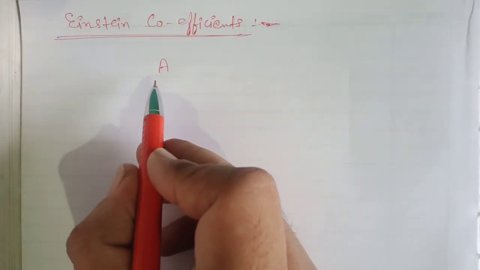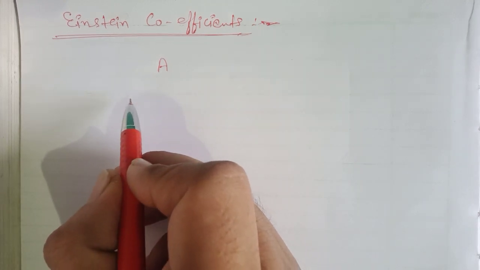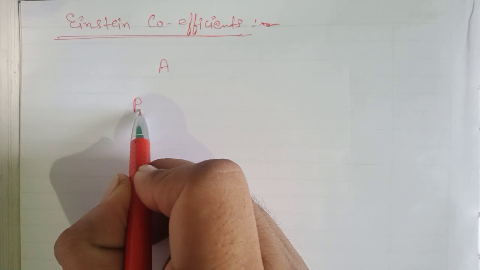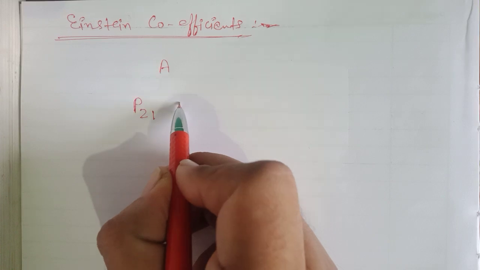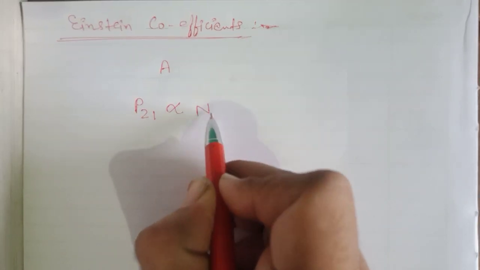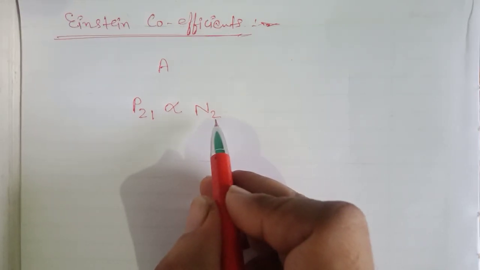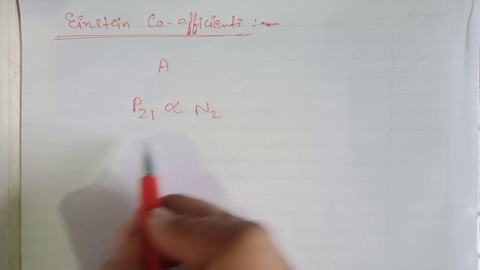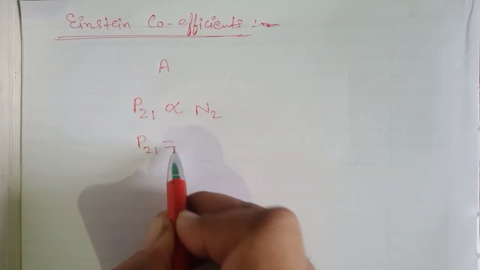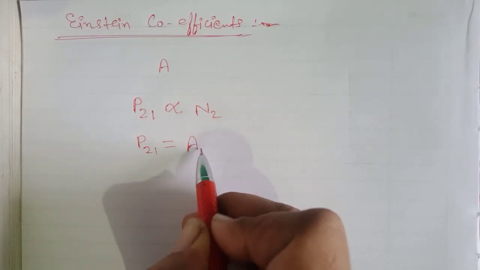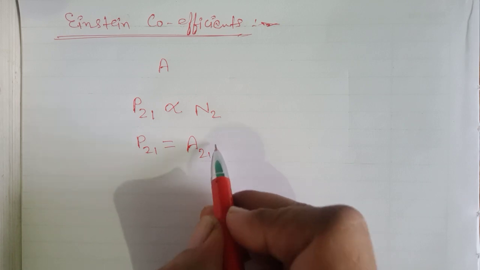Suppose the probability of rate of spontaneous emission from 2 to 1 is directly proportional to number of atoms present in the metastable state or excited state, right? And when this proportional sign is removed and when we put the equal sign, then some constant, that is A21, is called the Einstein's coefficient of radiation.